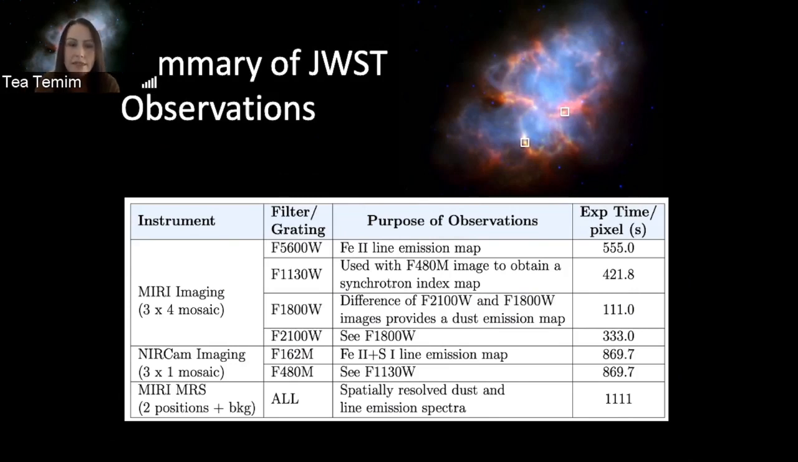The 5.6 and 1.6 micron filters will map the iron emission in the Crab. And then the 18 and 21 micron filters will provide a map of dust emission across the entire Crab Nebula, something that we have not been able to do before. And then MIRI MRS spectroscopy will be obtained in 2 bright filaments, one in the equatorial region and another from a bright southern filament. The locations of the MRS spectra are indicated there with the black squares.